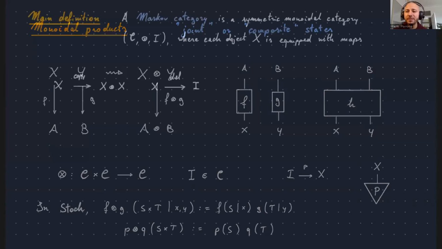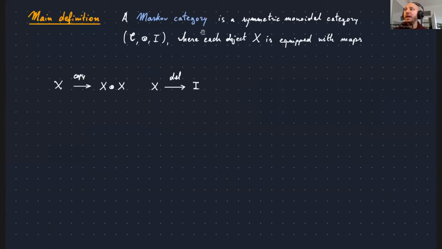All right. So what is a Markov category? A Markov category is a symmetric monoidal category, where each object is equipped with two special maps, which, so to say, copy your state and discard your state. We write these maps in state diagrams like this. X is copied into these two things, and X is deleted.